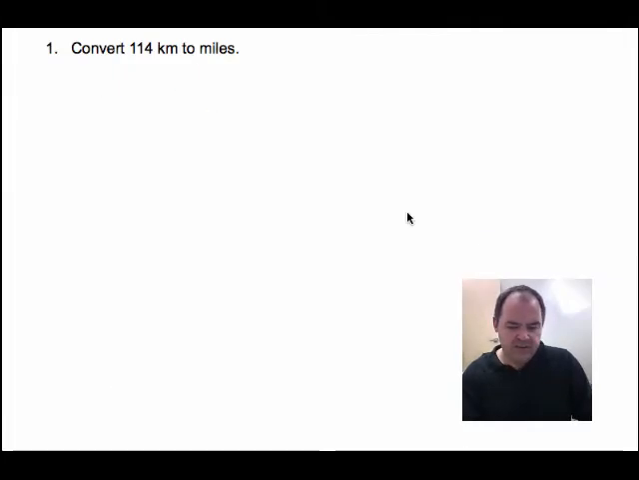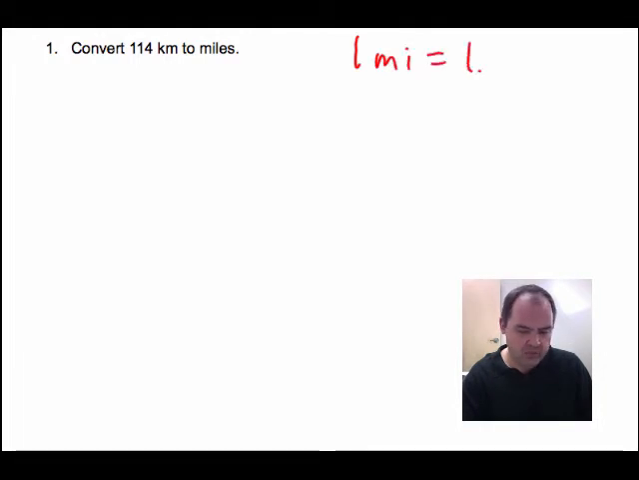Alright, let's use this idea to do some conversions. I'm going to convert 114 kilometers into miles. So the first thing we have to do is look on our formula sheet for the conversion between miles and kilometers, and that is that 1 mile is 1.609 kilometers.